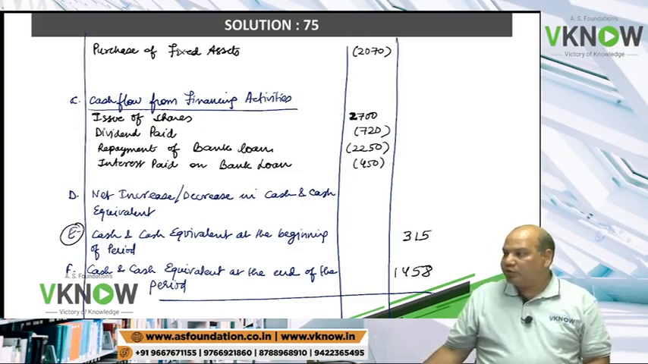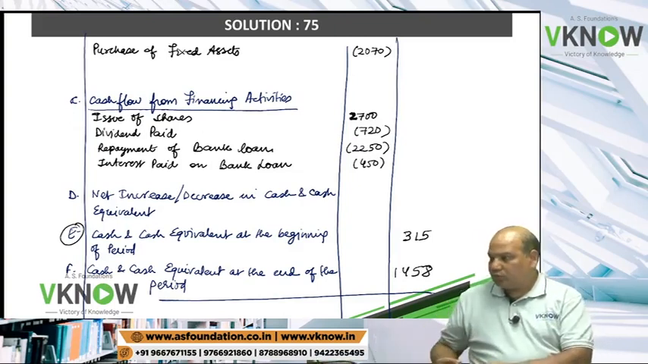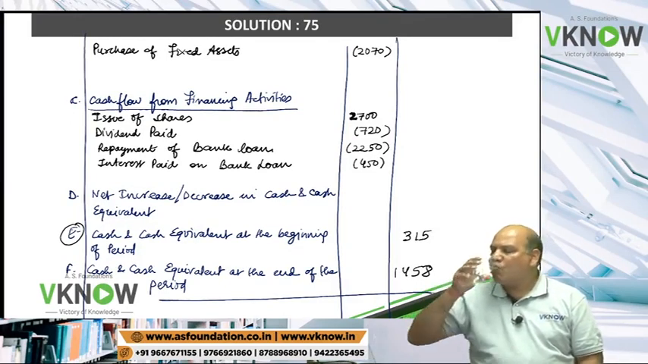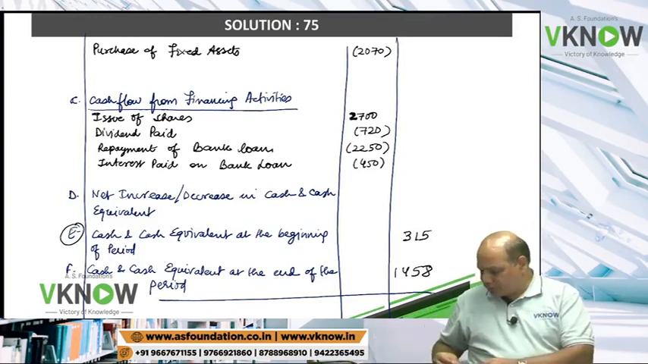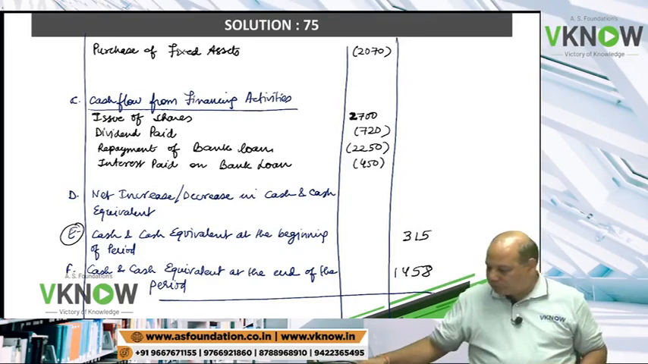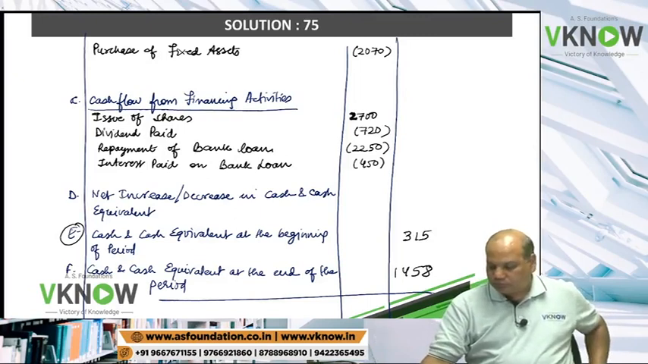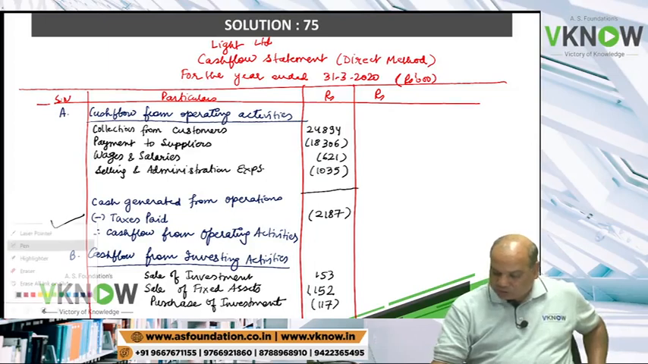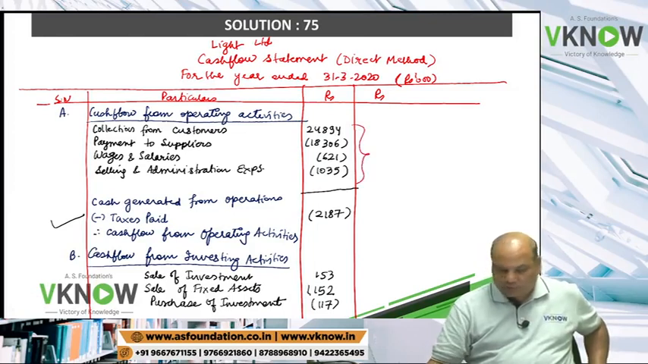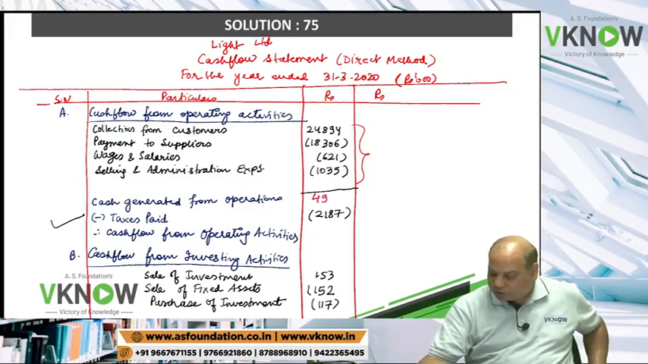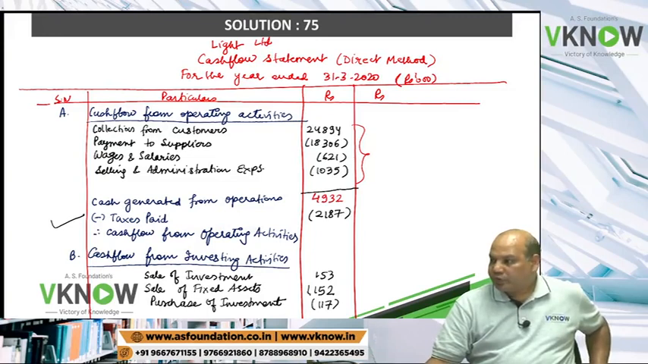Check up to this you have done. First you transfer all the figures to their respective places. So 1458. Now we'll start taking totals. Cash generated from operation: the total of these four items will give you cash generated from operation. Check the total, 4932.